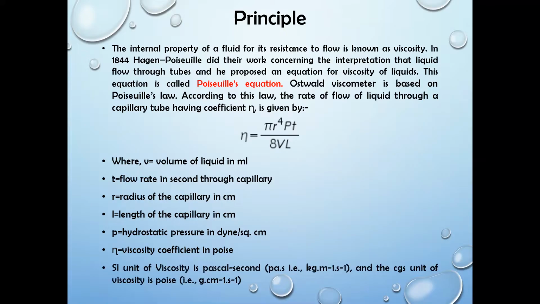SI unit of viscosity is Pascal second or kg per meter second, and the CGS unit of viscosity is poise, that is kg per centimeter second.